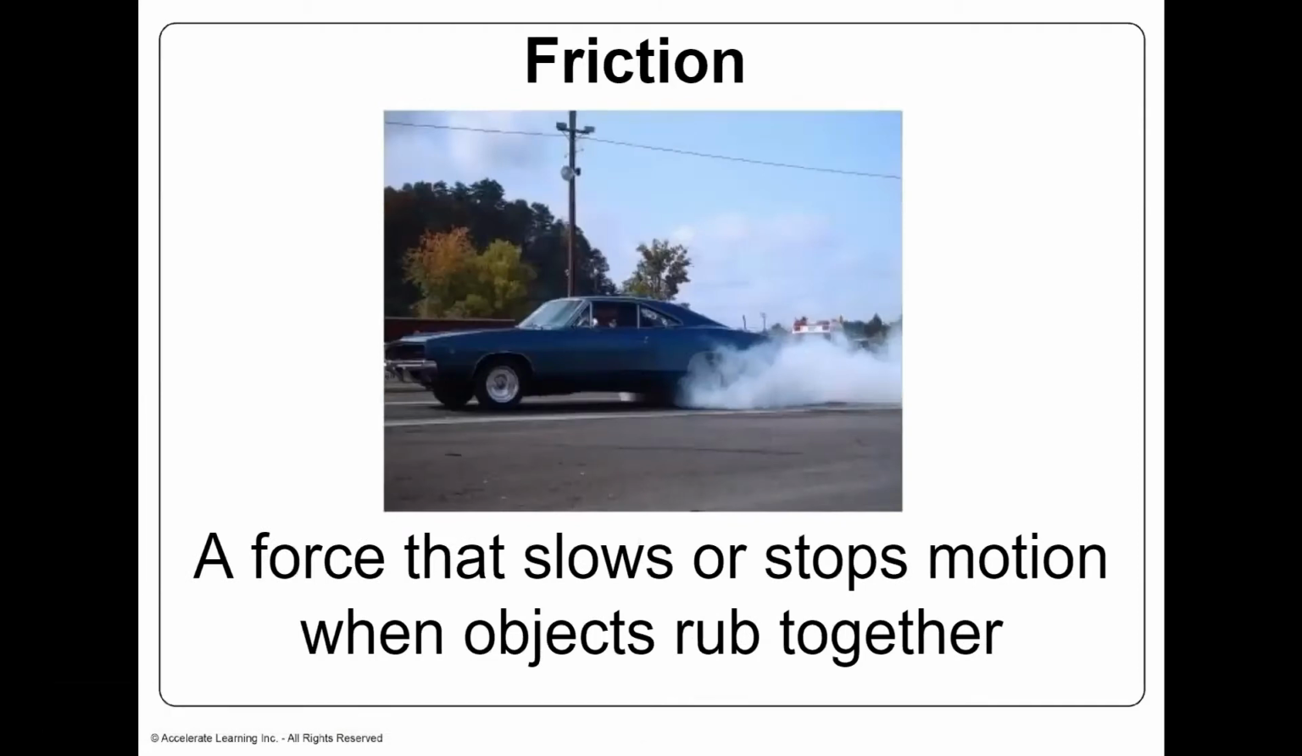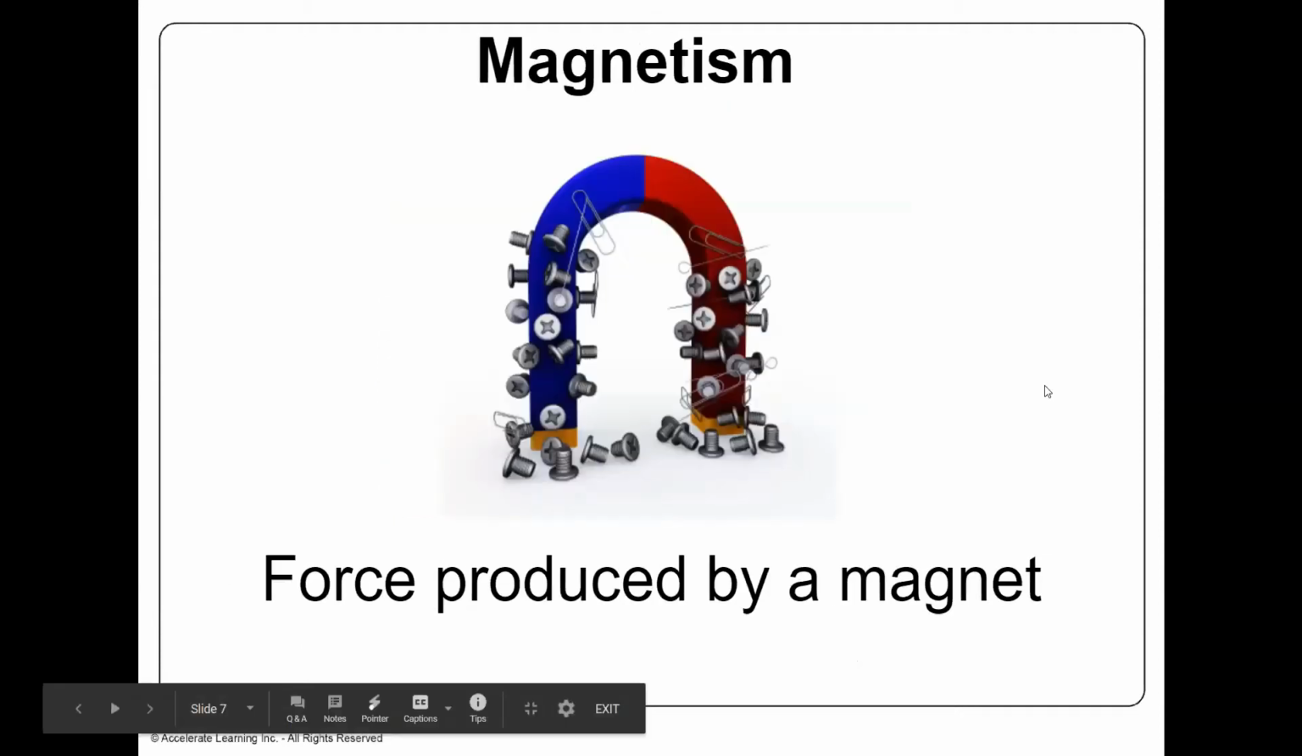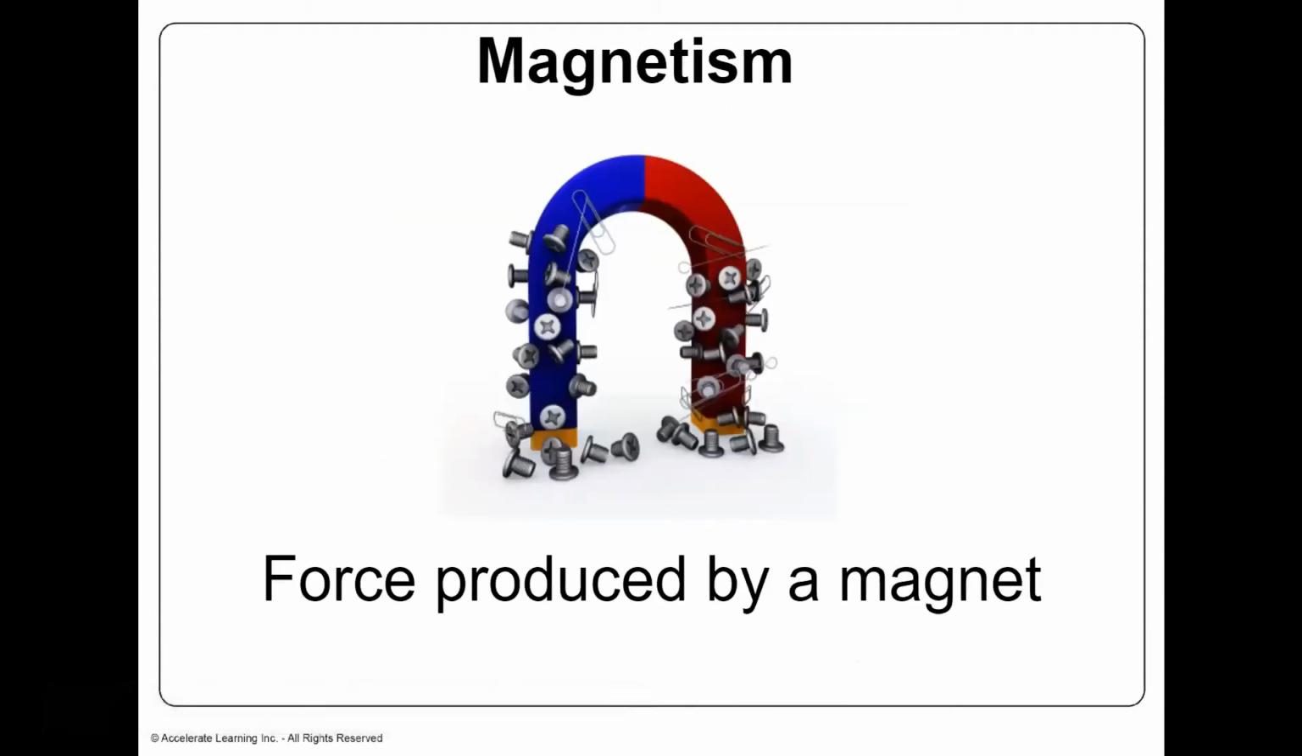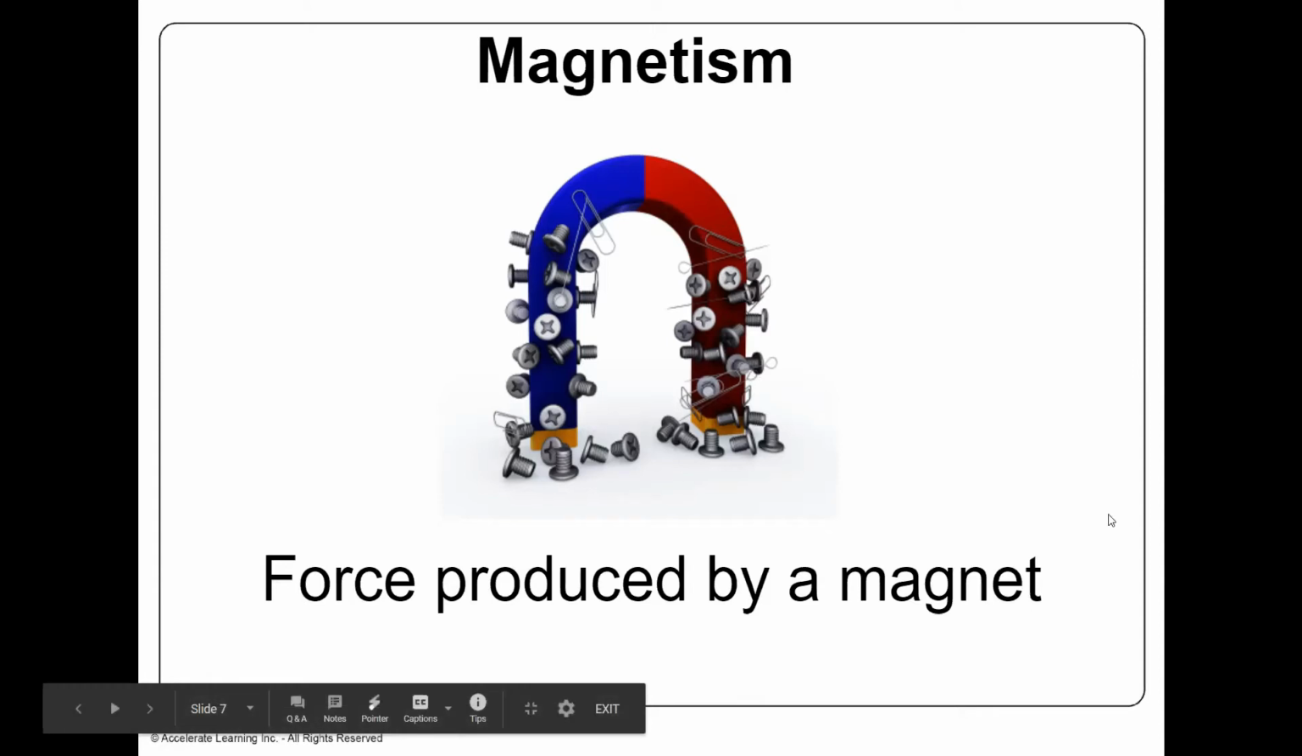Friction. Friction is a force that slows or stops motion when objects rub together. So we just demonstrated an example of friction by rubbing our hands together. Our next word is magnetism, and magnetism is the force produced by a magnet. In our picture example, we have one big magnet and lots of screws, paper clips, and it looks like some needles even, are attracted to this magnet.